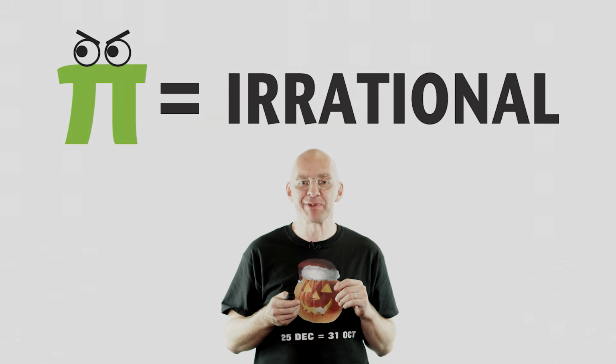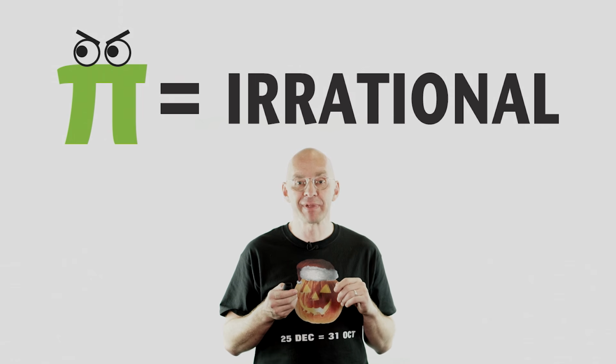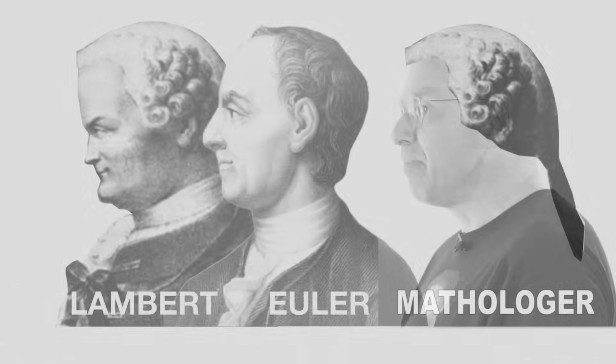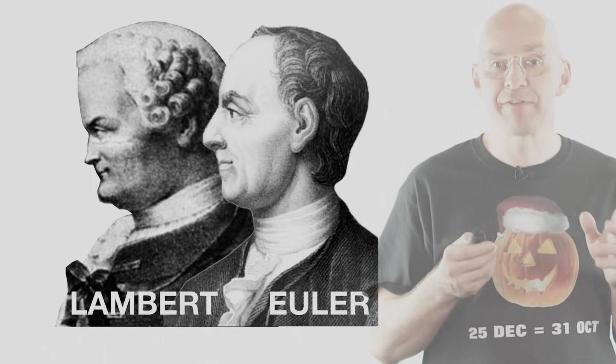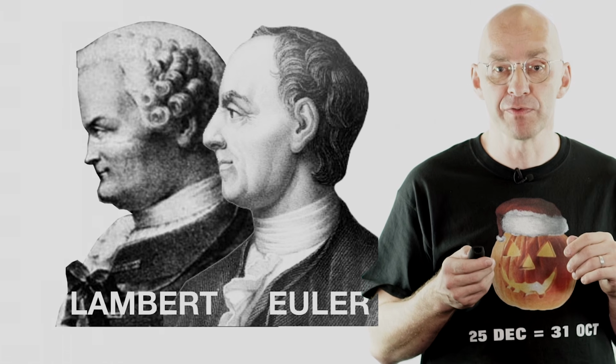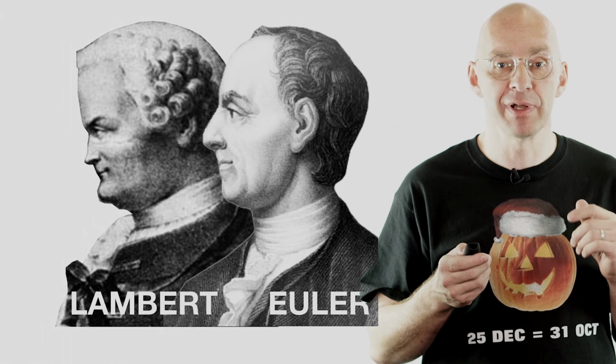But first let me put Lambert's proof and this formula in its historical context, which will give you an idea of how Lambert may actually have discovered his proof. Lambert was a contemporary of the mathematical superstar Leonhard Euler. In fact, when Lambert came up with his proof, Lambert and Euler were colleagues at the Prussian Academy of Sciences in Berlin.